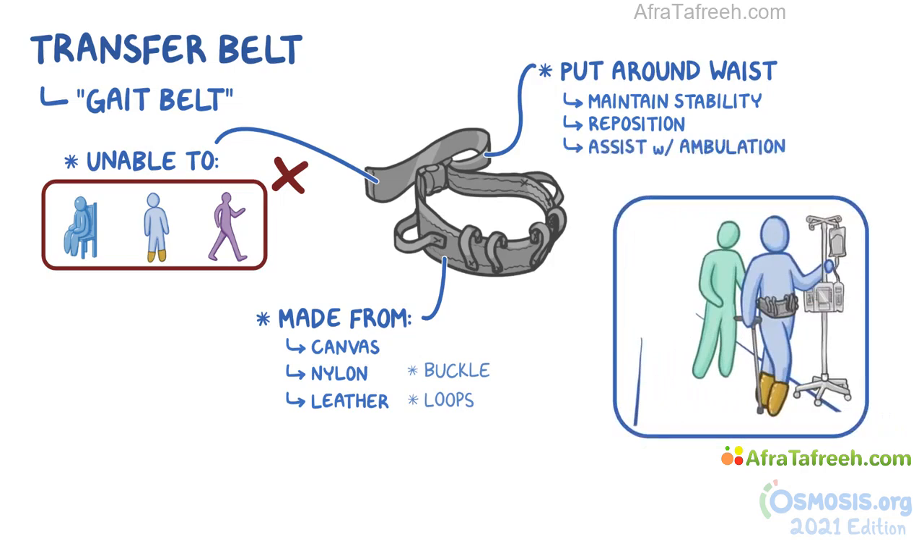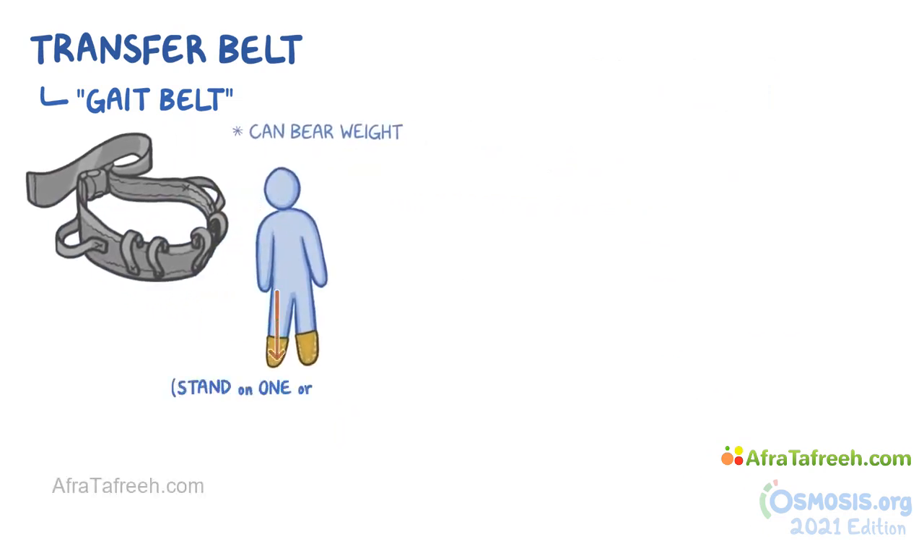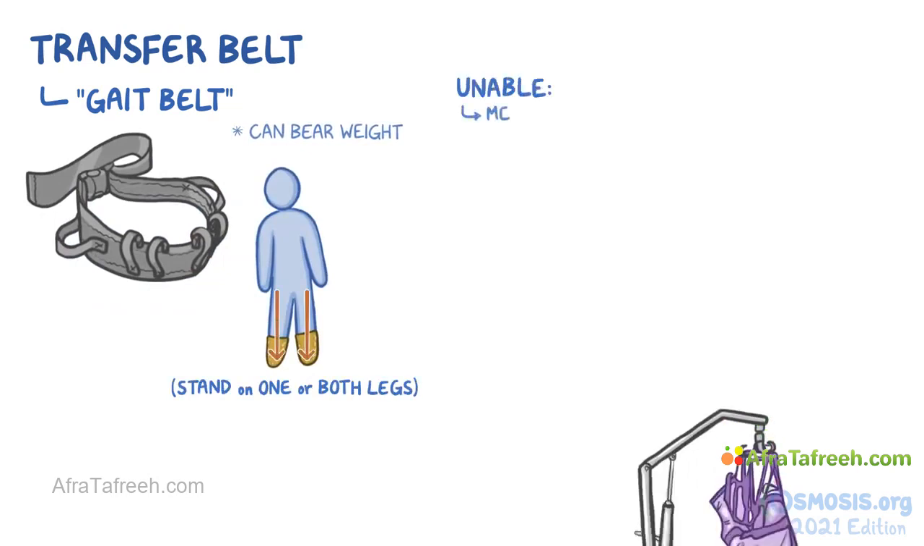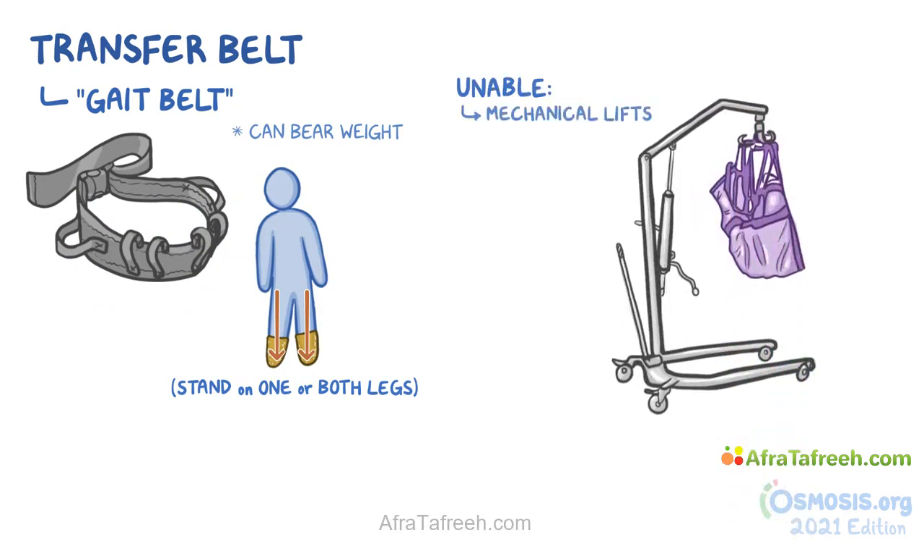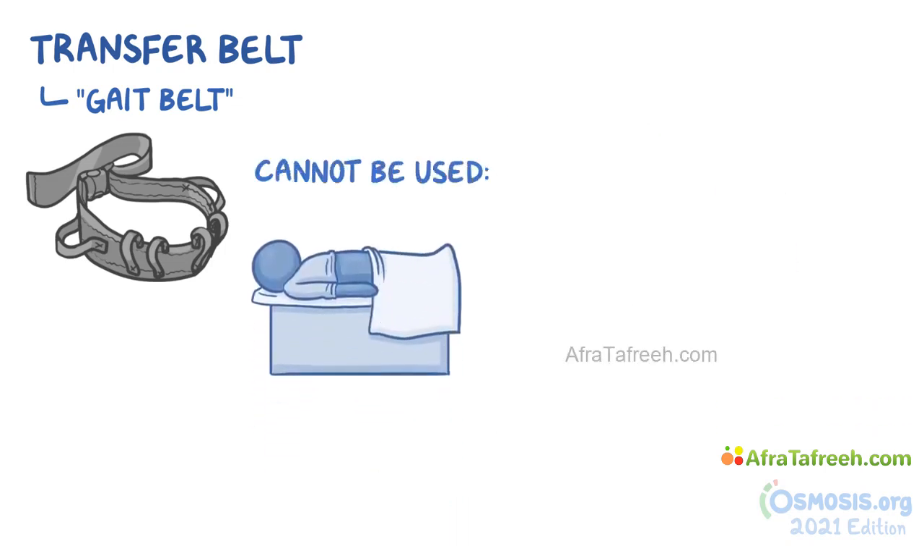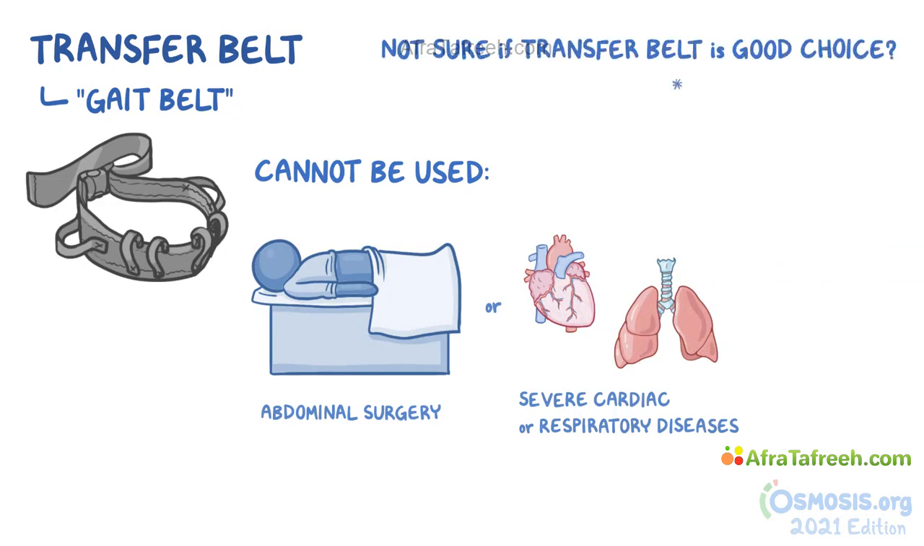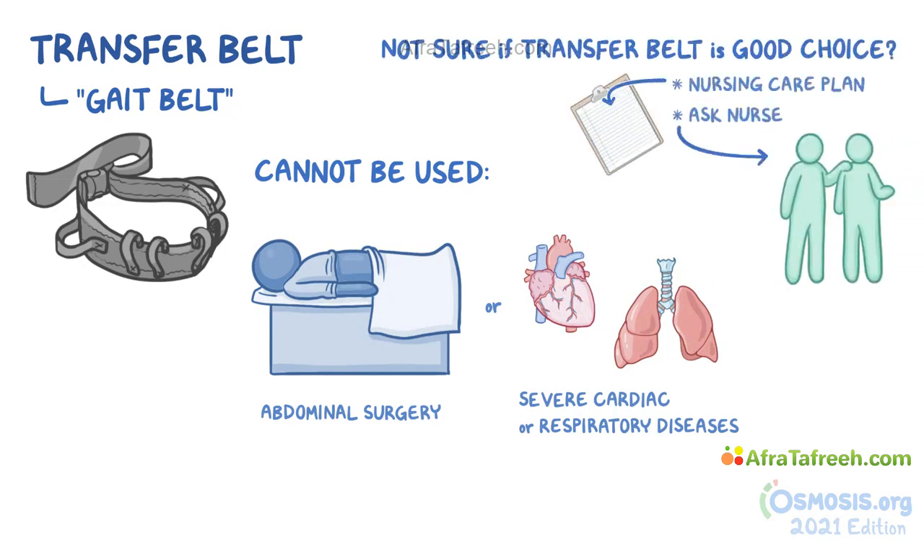It's important to note that these belts can be used only in individuals that can bear weight. Weight-bearing refers to a person's ability to stand on one or both legs. On the other hand, clients that are unable to bear weight require mechanical lifts for transfer. But even if the client can bear weight, transfer belts cannot be used in individuals that are recovering from abdominal surgery or in individuals that have severe cardiac or respiratory diseases. If you are not sure if the transfer belt is a good choice for the client, check the nursing care plan or simply ask the nurse.